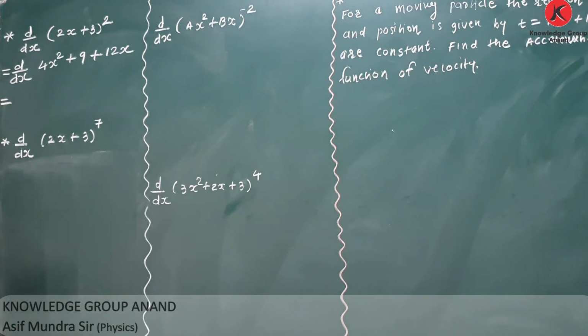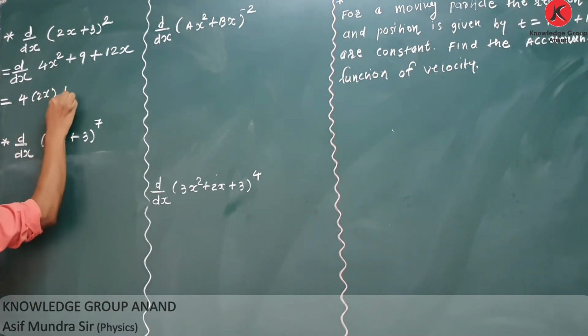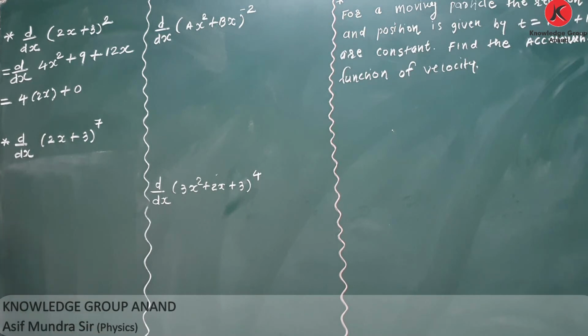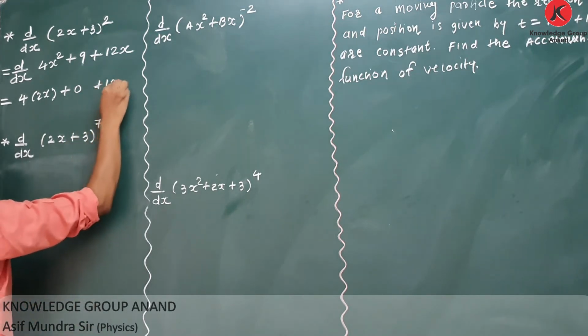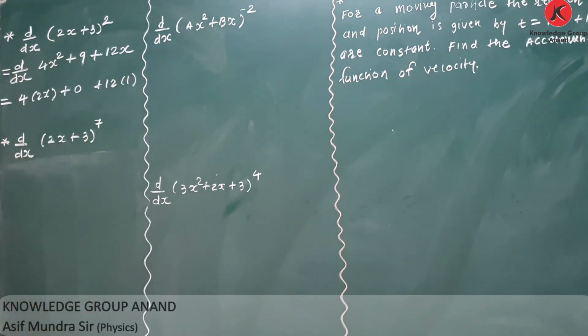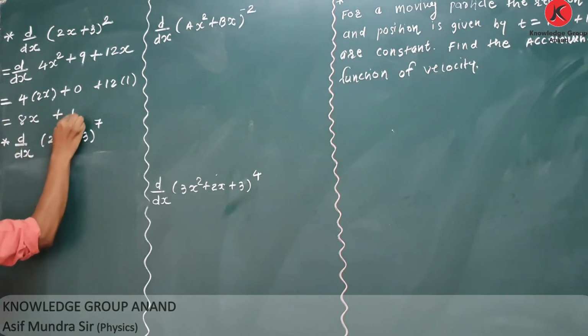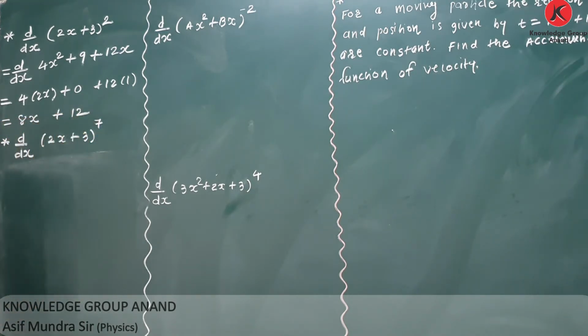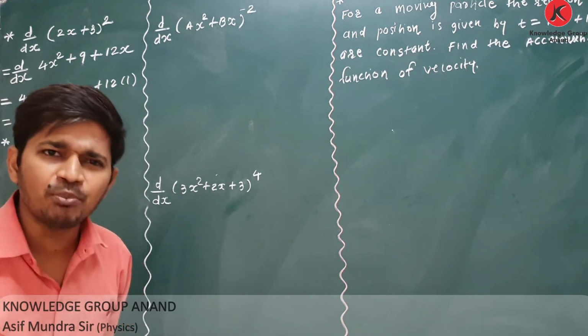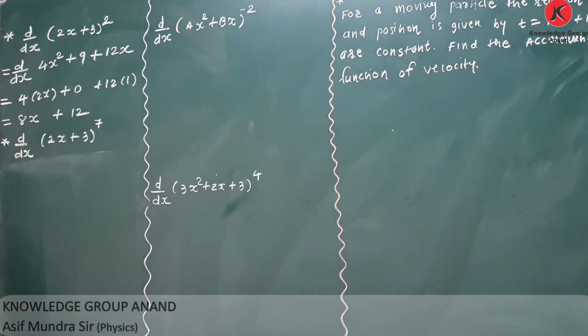So it is very easy. 4 as it is. What is the differentiation of x square? It is 2x. 9 is constant, its differentiation is 0. Plus 12. What is the differentiation of x? It is 1. So your answer is 8x plus 12. Yes, it is simple. Now next question.